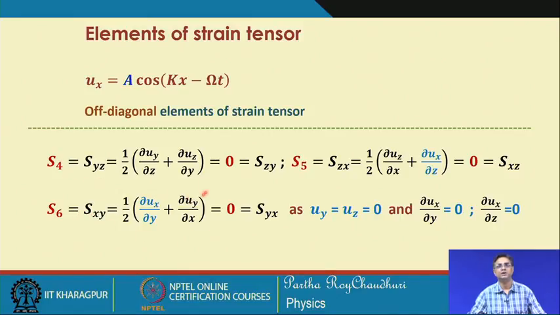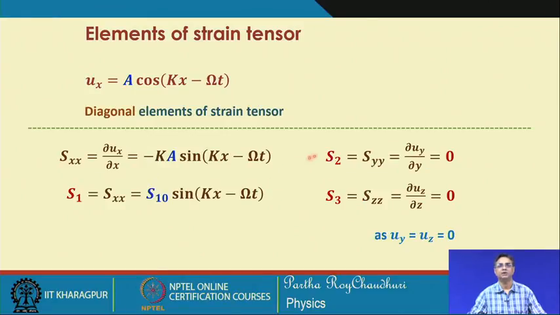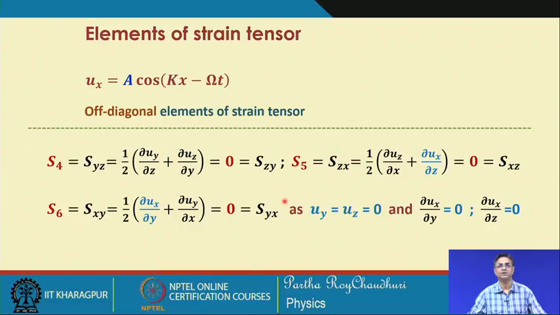We see that S4, S5, S6, all the off-diagonal elements are 0, and we have seen that the two other diagonal elements are 0. So, out of the 6 elements that represent the 9 component tensor, only S1 is the non-zero element.